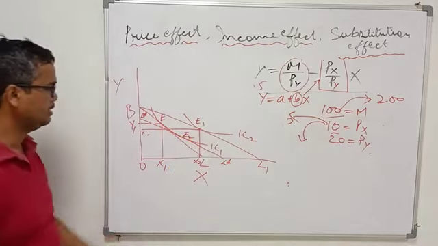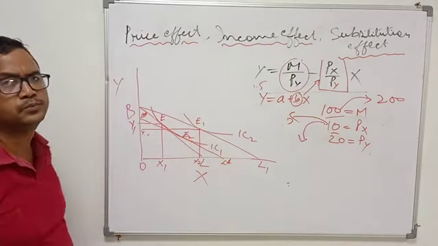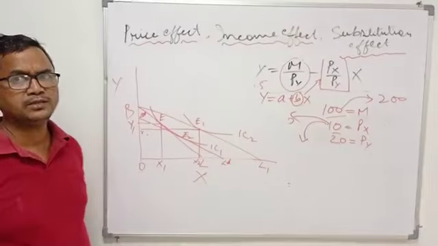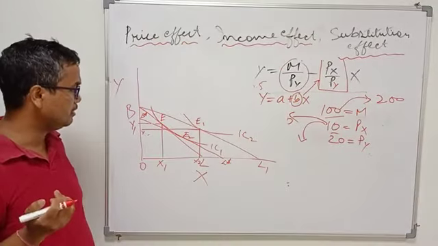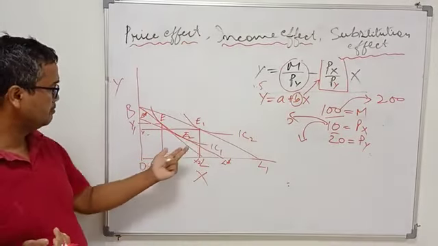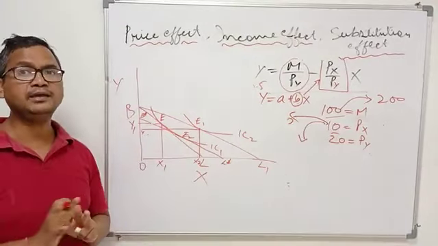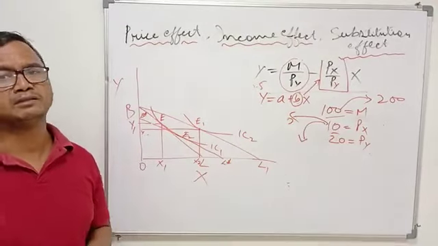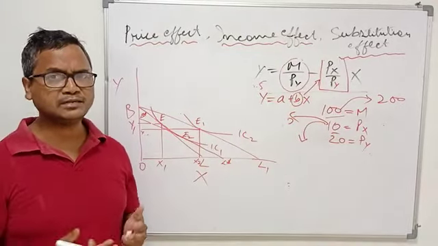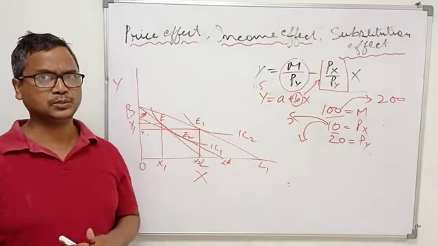This is tangent to the IC1 at point E2. Got it? So why are we bringing back the budget line? Because we want to nullify the increase in real income. Why has real income increased? Because the price of X has reduced.